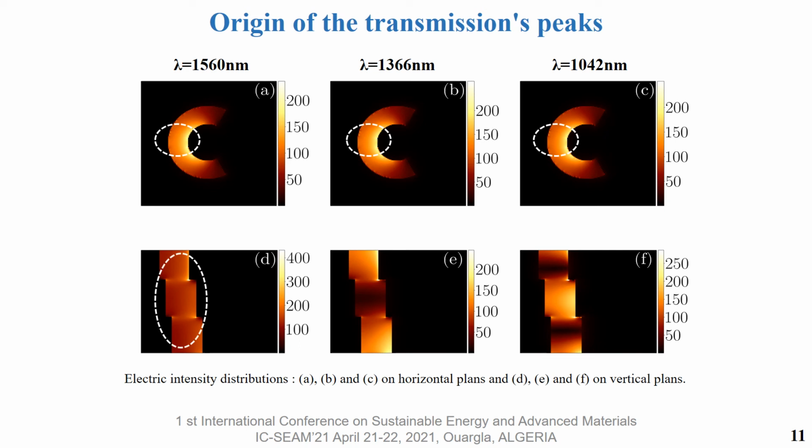We can notice that the one corresponding to lambda equal 1560 nanometers shows an uniform illumination due to the constant phase during the back and the forth of the light propagation, which confirms the excitation of the fundamental TE10 mode. Meanwhile, at lambda equal 1366 nanometer and lambda equal 1042 nanometer, we can notice respectively 1 and 2 intensity nodes corresponding to the first and the second harmonic of the TE10 fundamental mode.